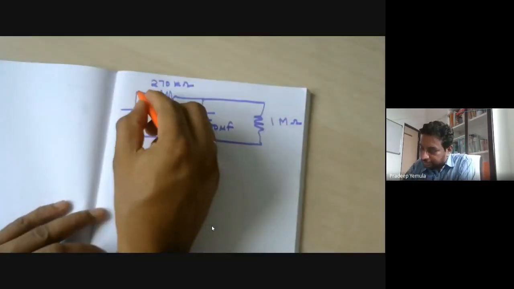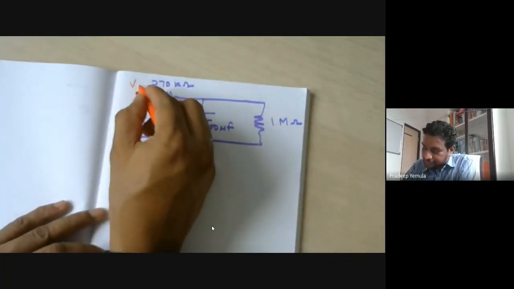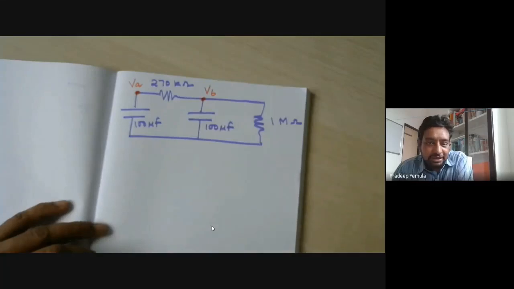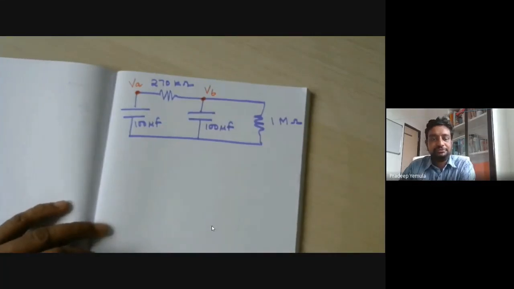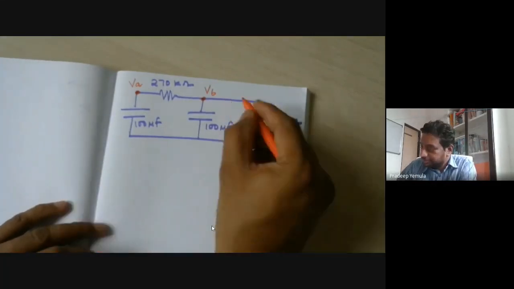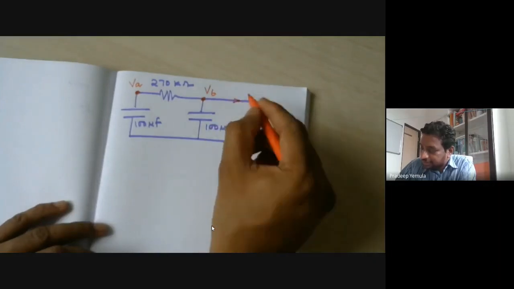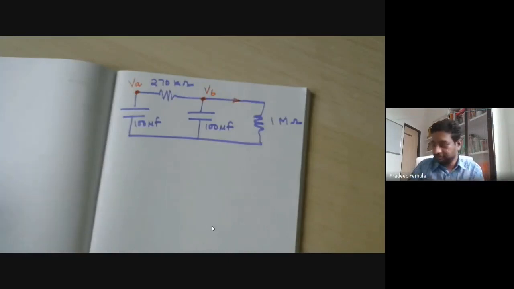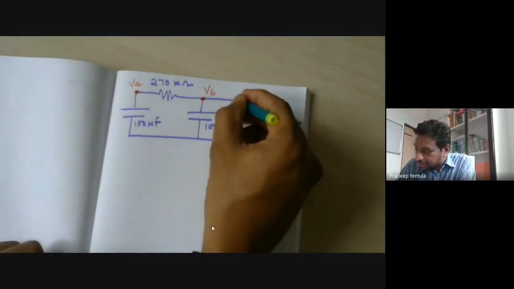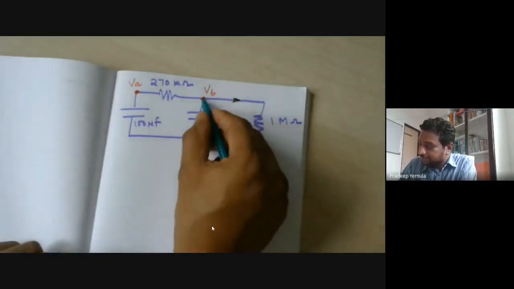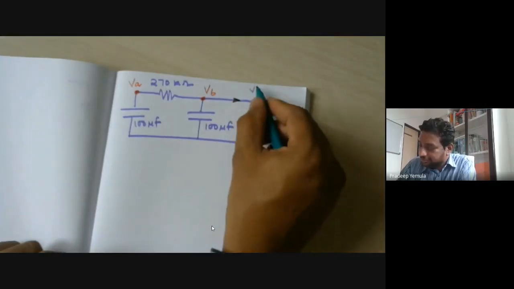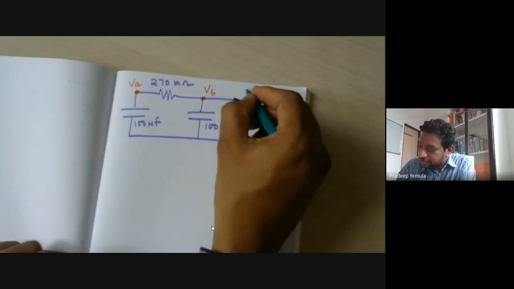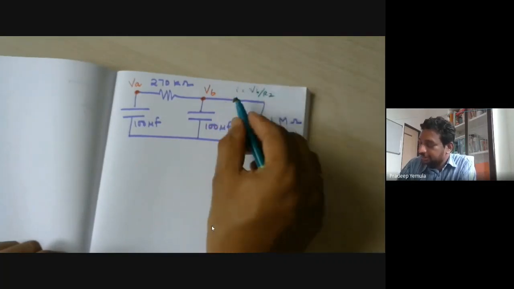So before that, potentials. Let's say this is VA and this is VB. So VA and VB are the two variables. Now this current, if I mark it in green, will be nothing but VB divided by R2. So this current is nothing but VB by R2.